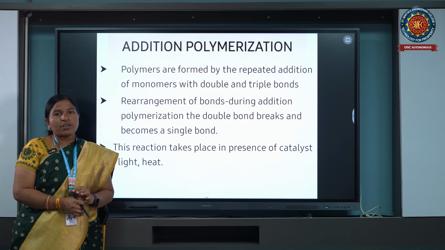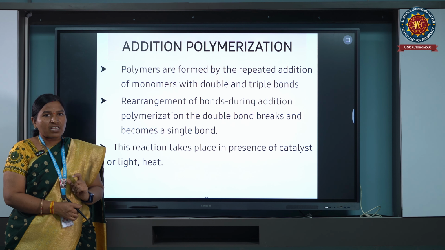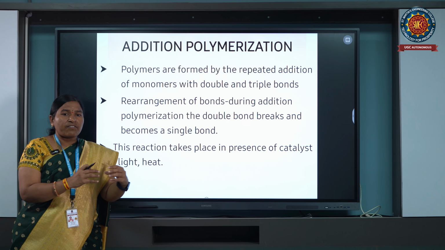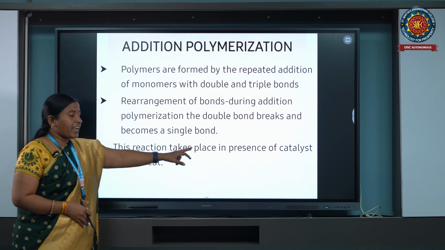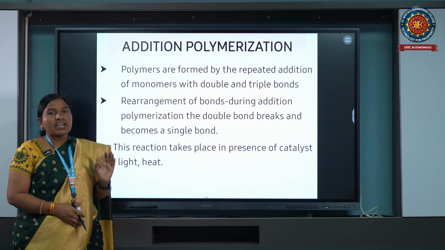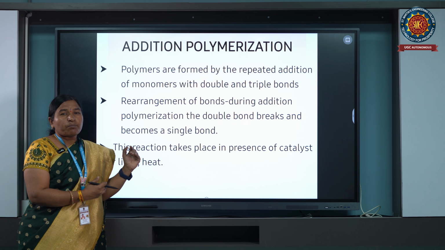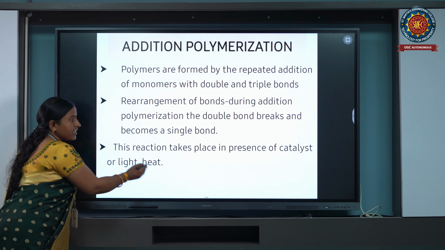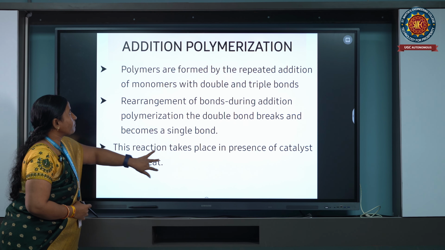What is addition polymerization? Addition polymerization is also known as chain growth polymerization, as here the smallest unit adds every time, and without removing any byproduct you get the end product, which is the polymer. This process is called addition polymerization. And to prepare polymers by addition polymerization, we require light and heat, along with a catalyst.